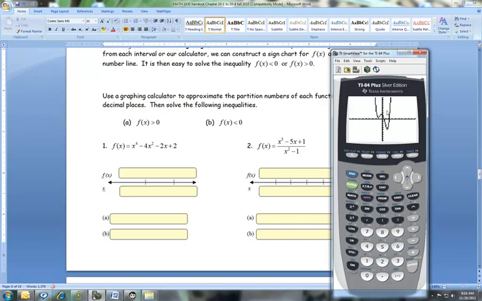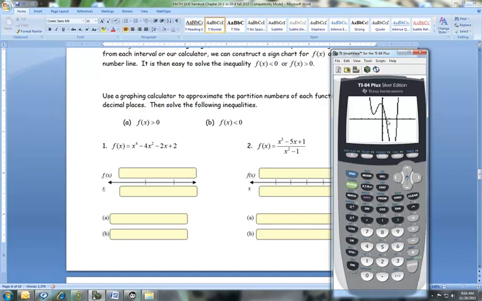Now anytime my function is within plus or minus 4 with respect to my origin, I usually will then do a zoom 4 to get a little bit closer. It's my decimal window. Okay, now this curve is continuous. My domains are real numbers. So I do not have a partition number that leads to division by 0. So I don't have to worry about that.